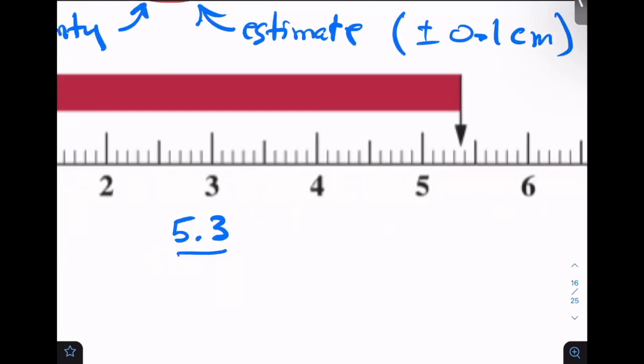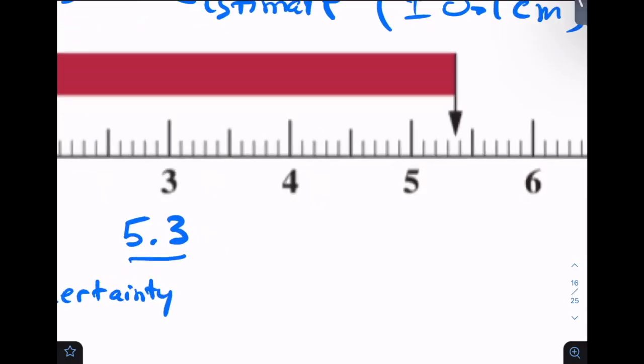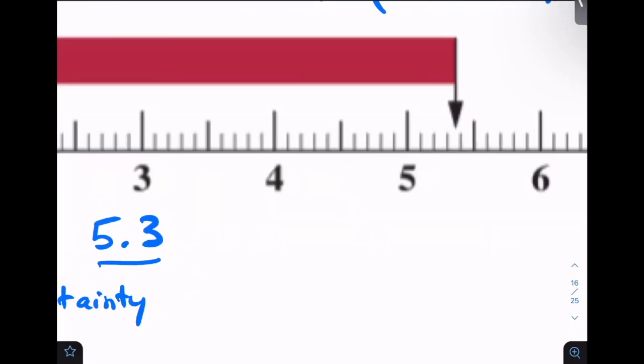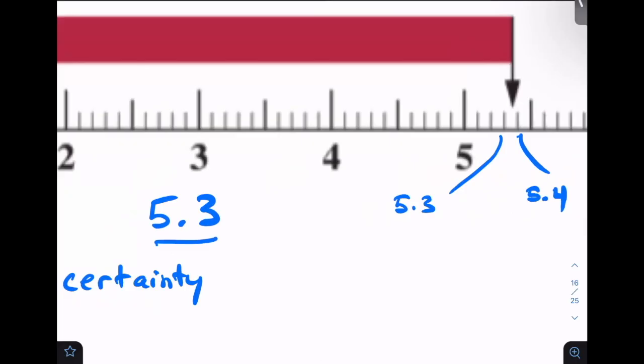So now both of these are known with certainty. And now we need one more for my estimate. Now, again, I can do a show of hands, but I guess you kind of get the idea there. To me, that looks like it's a little bit more than halfway between the markings. All right. So I'm going to say maybe that's 0.06. Because remember, this marking here, this is 5.3. And this marking is 5.4. So I'm going to say that my estimate is going to be 5.36. That 0.06, that's the estimate.